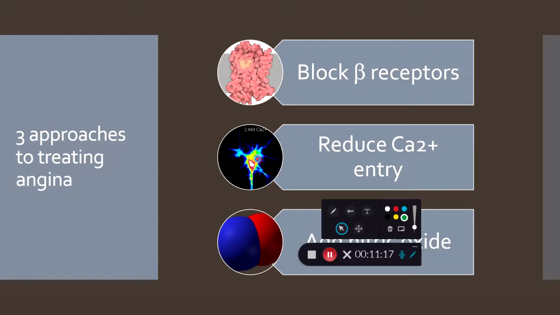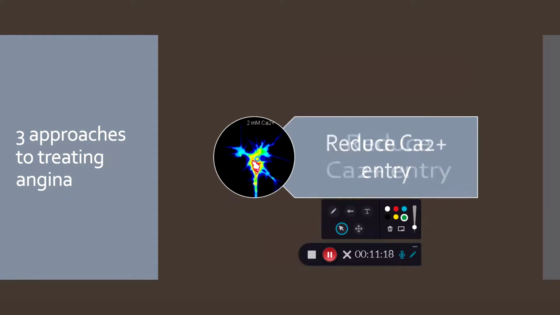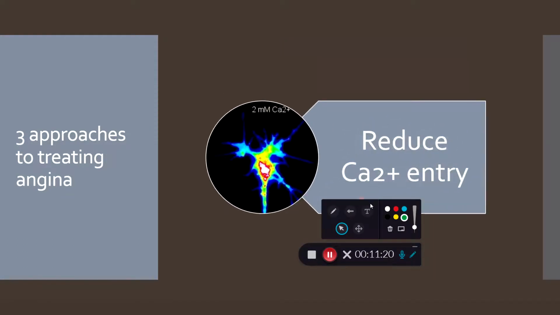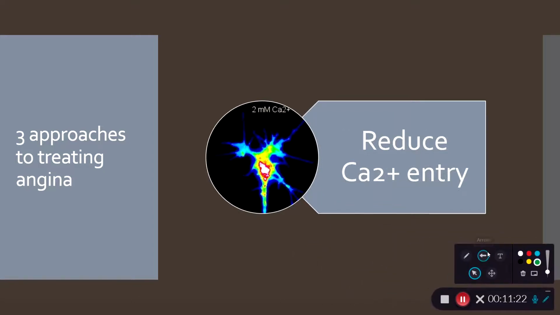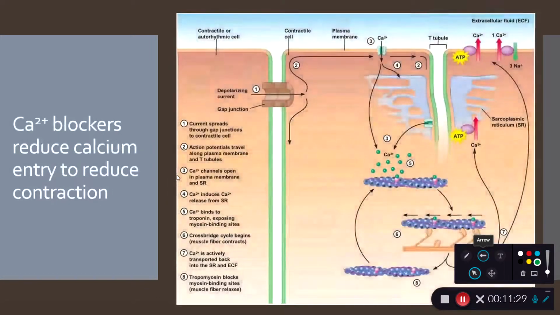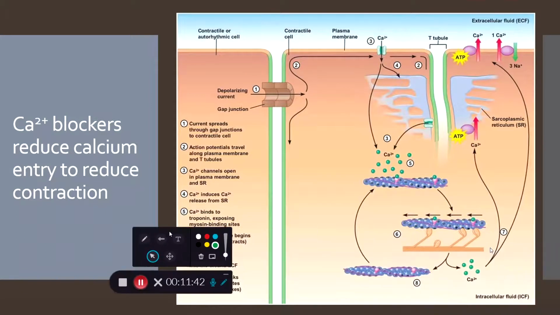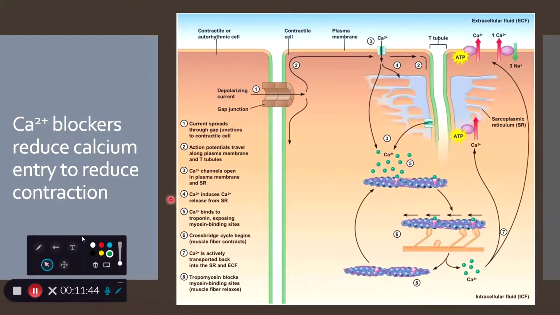So we can block beta receptors. We can also try to reduce the entry of calcium into the cell. Cardiac myocytes are a type of striated muscle, they're cardiac muscle, and their contraction mechanism is just the same as any other striated muscle.